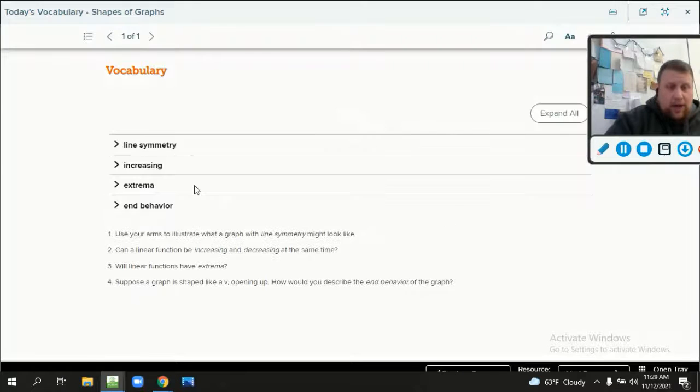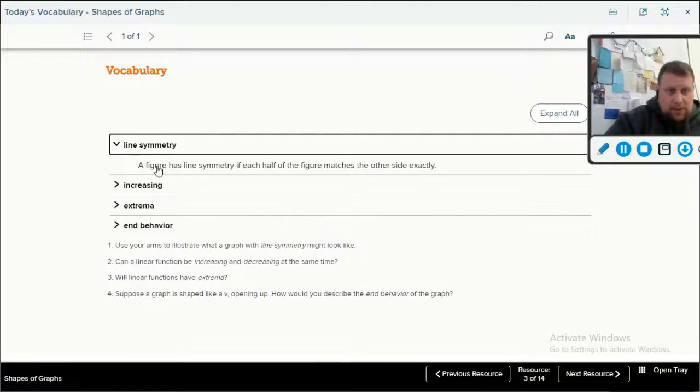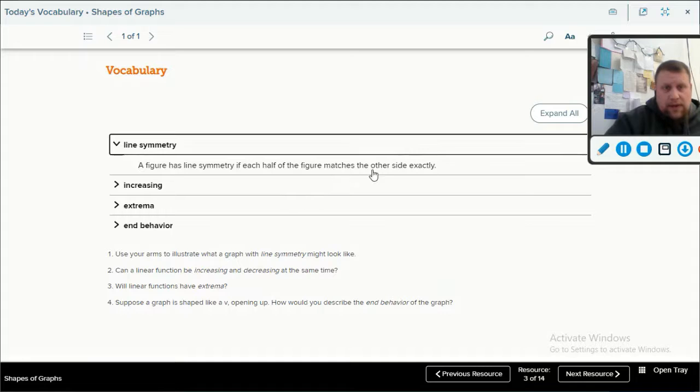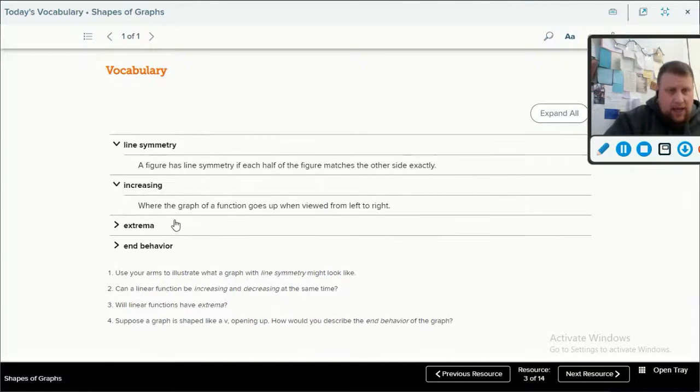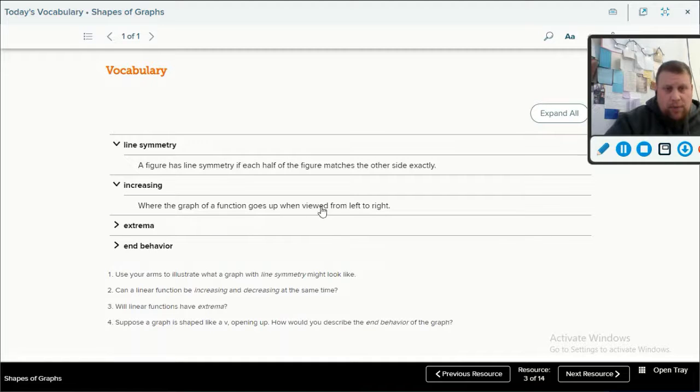All right, so vocabulary today, we actually have a few vocabulary, or 4 of them. We have line symmetry, which is a figure has line symmetry if each half of the figure matches the other side exactly. It is increasing where the graph of a function goes up when viewed from left to right.